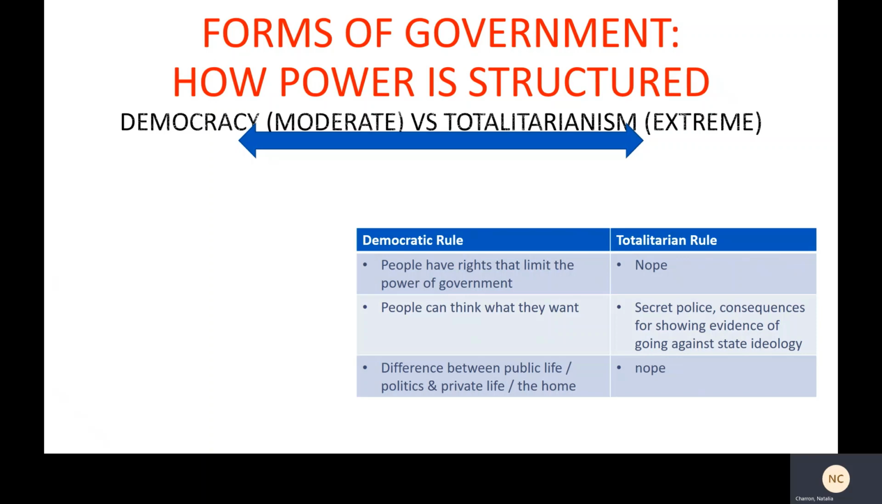And in democracies, there's a difference between public life and politics versus private life, or what happens in the home. We have an expectation of privacy, to use the words of the Constitution. Totalitarian governments do not recognize this distinction. So, sometimes when we look at really complicated new concepts, it's hard to understand them without a contrast. And if that's the case, think of totalitarianism in contrast to democracy, and you should be able to understand it a little bit better.